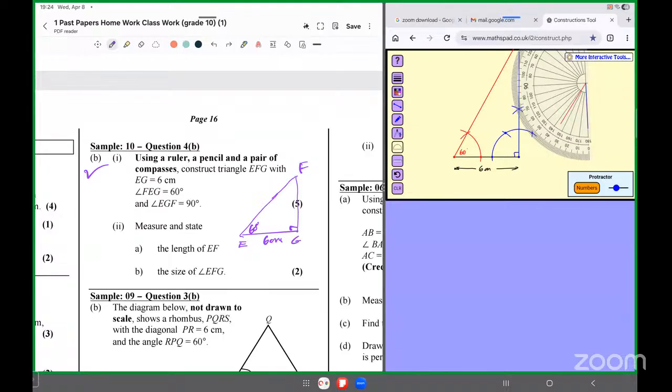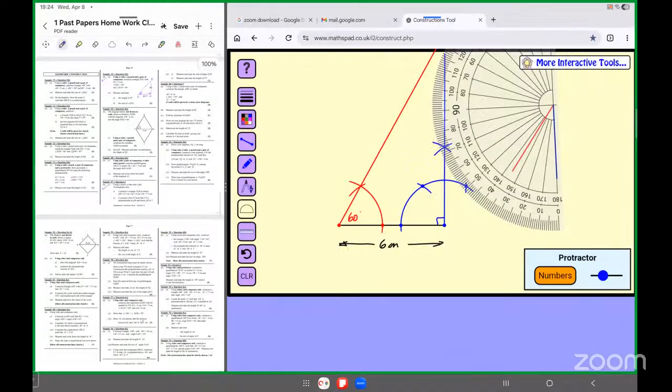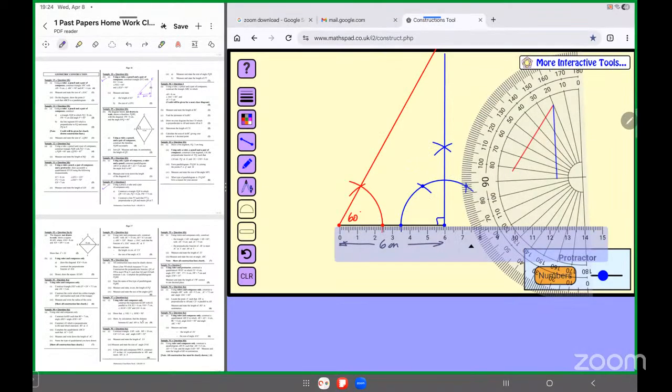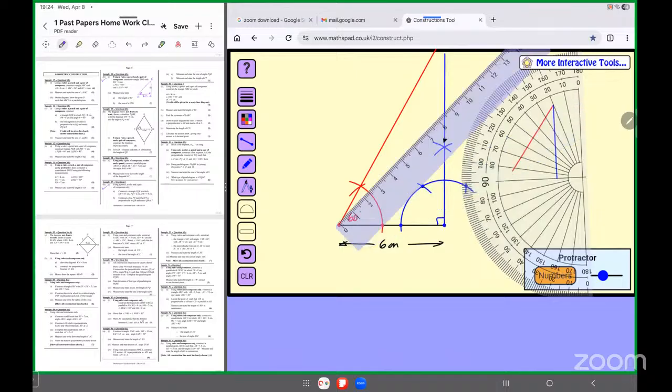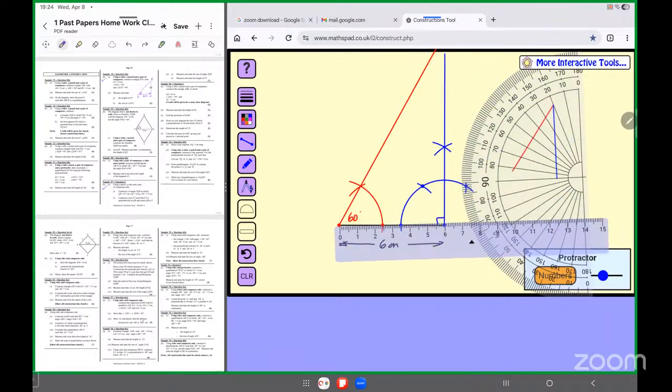Or I wanted the length of EF. EF, the hypotenuse. So you basically put the ruler on it and measure it, right? You basically just put the ruler on this line and measure it with the ruler. Simple as that. All right, let's do another.